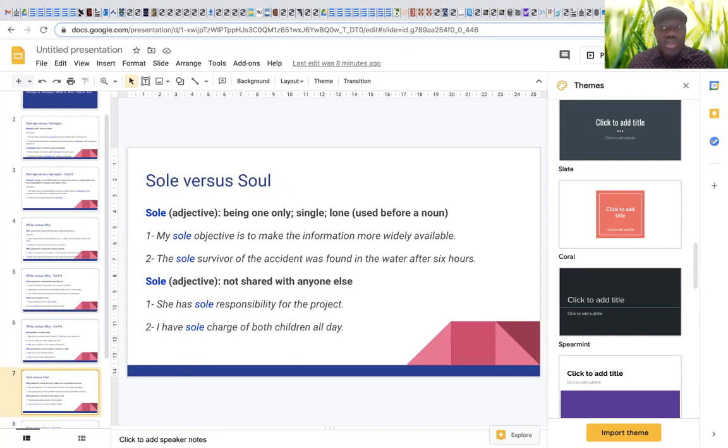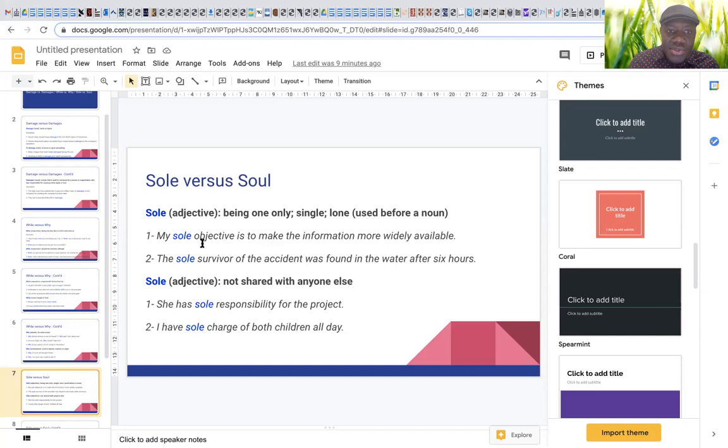And now we come to the third pair of words we will be discussing today, and this is sole versus soul. And they are pronounced the same but written differently. One is S-O-L-E, the other is S-O-U-L, soul. S-O-L-E is an adjective, and as an adjective, it will mean being one only, or single, or lone, and it is used before a noun.